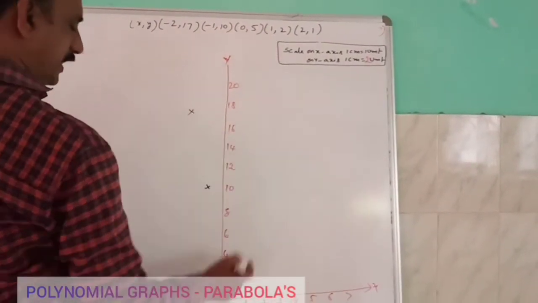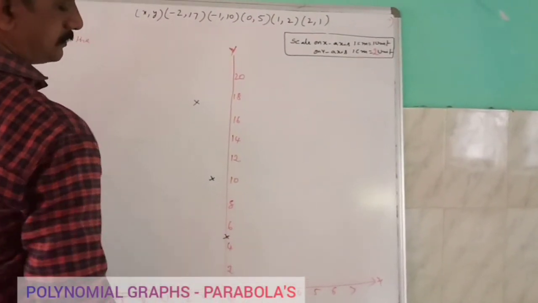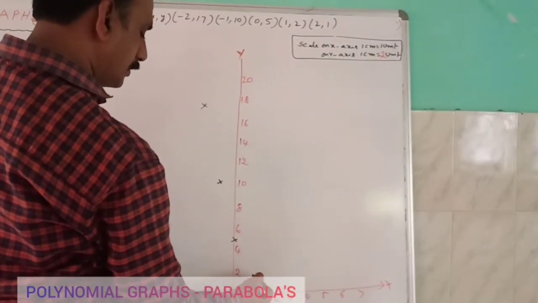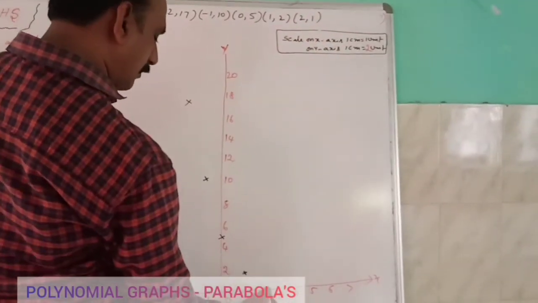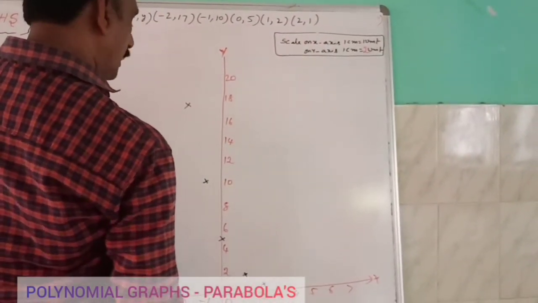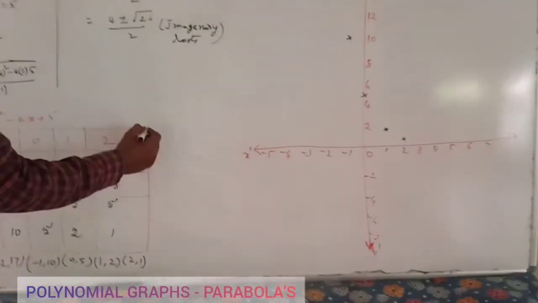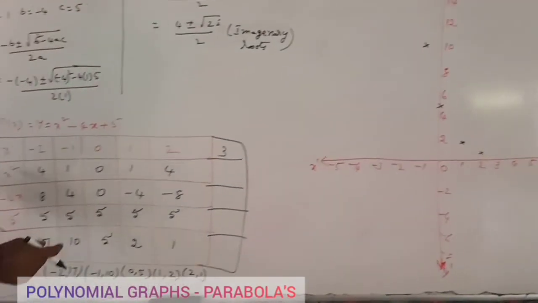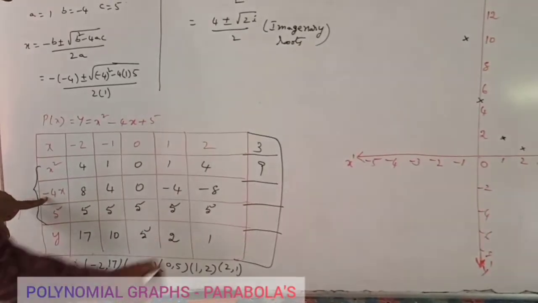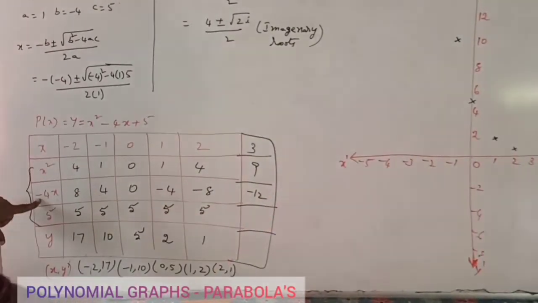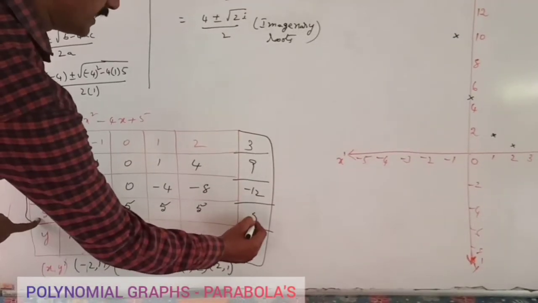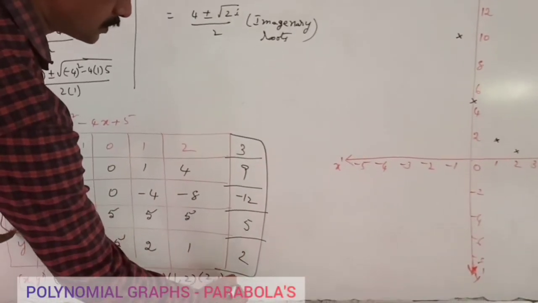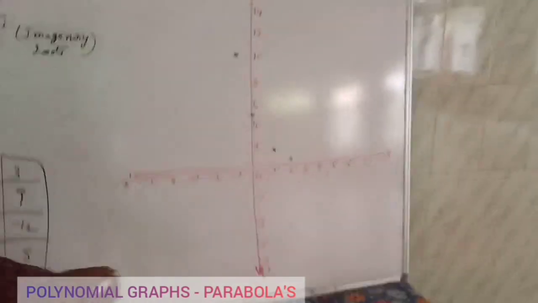Next (0, 5), (1, 2), and (2, 1). Then also prepare x equal to 3. 3 square is 9, minus 4 into 3 is minus 12, and 5 is added. 5 plus 9 is 14, 14 minus 12 is 2. So (3, 2). Mark (3, 2).